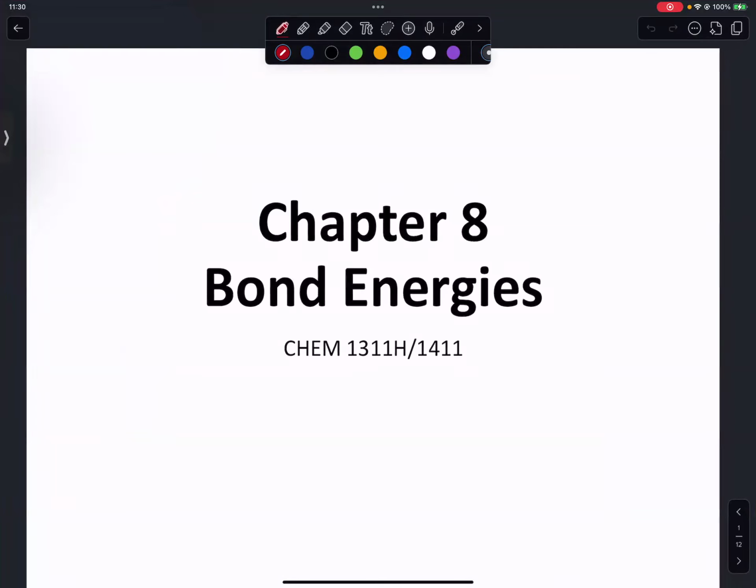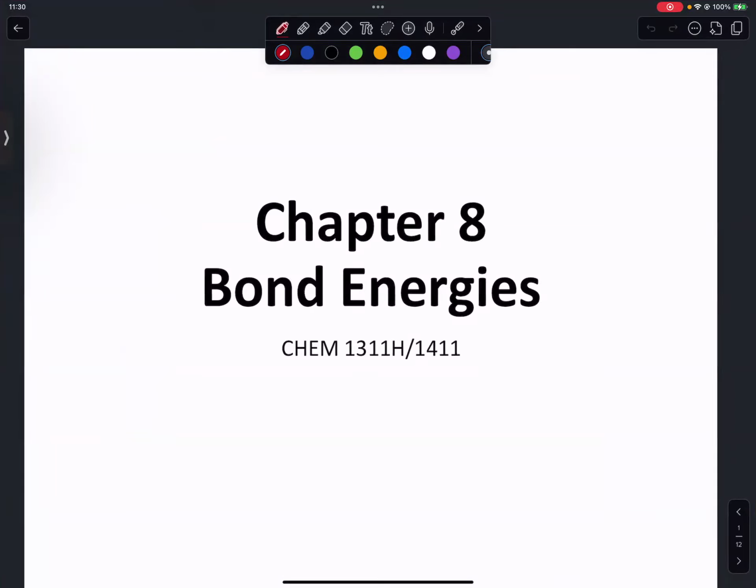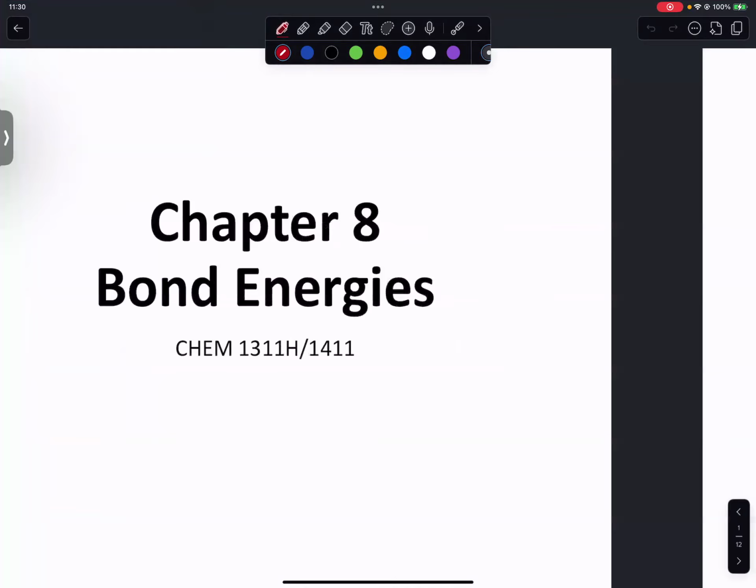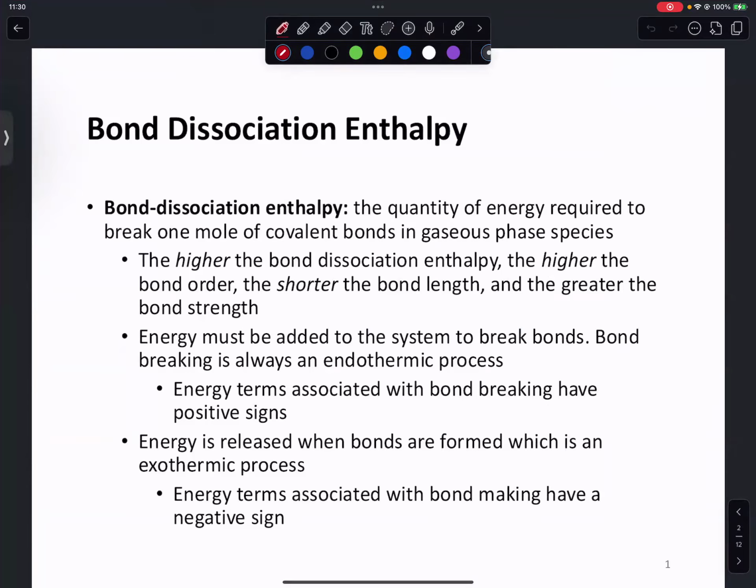In this video, we're going to be talking about bond energies. I'm going to also refer to it as bond dissociation enthalpy. And bond dissociation enthalpy is the energy required to break 1 mole of covalent bond in the gaseous phase species. And because the measurements are done in the gaseous phase, this is why it's by definition in the gaseous phase.